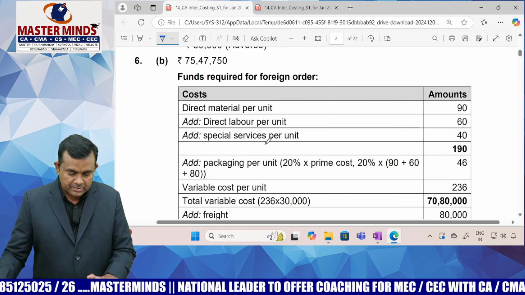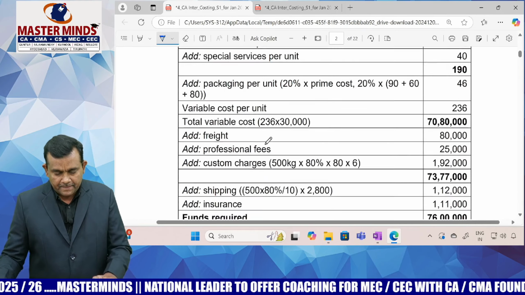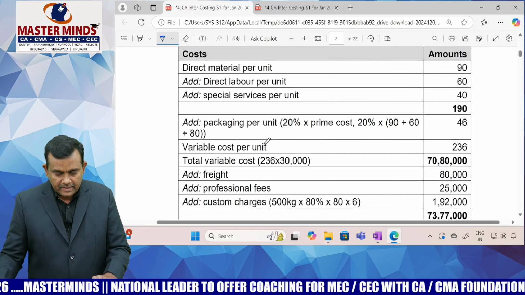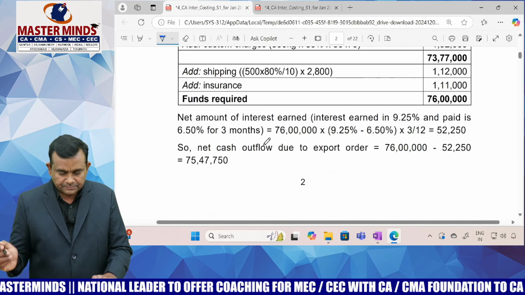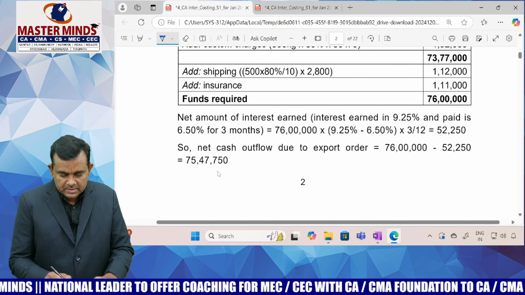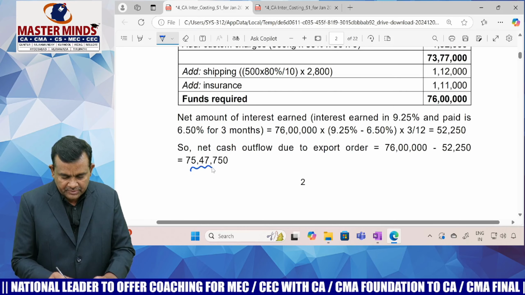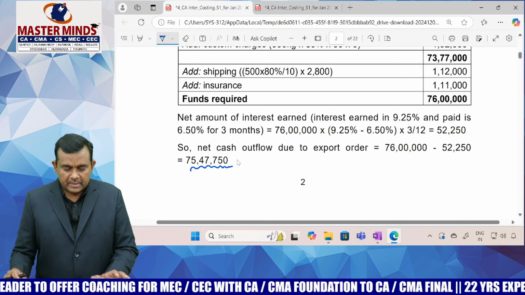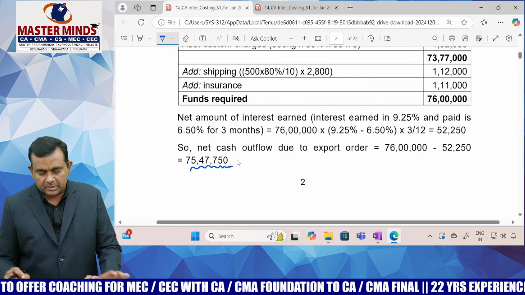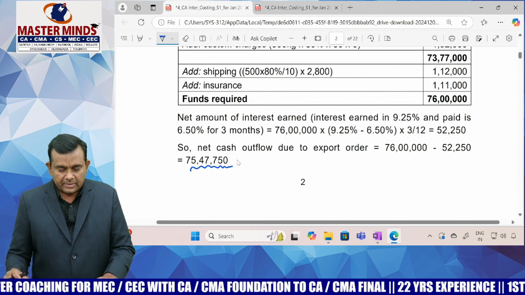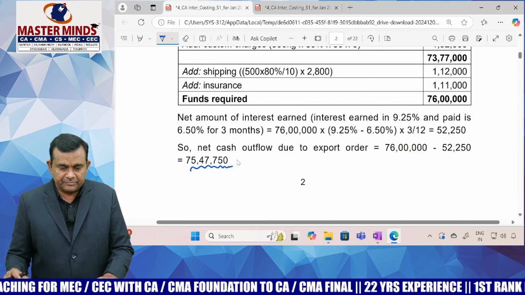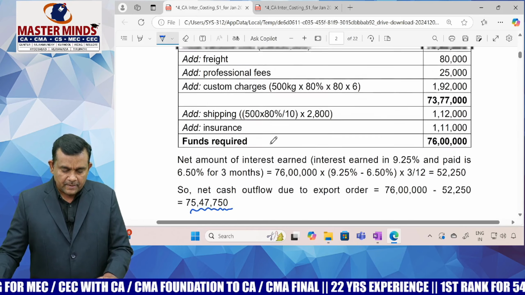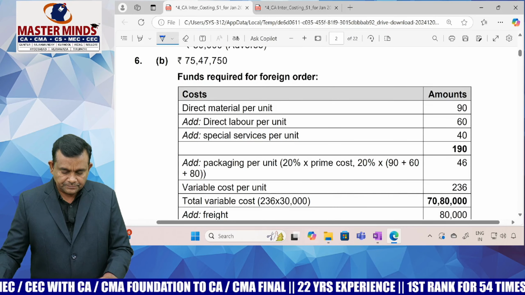See the printed solution. So here net variable cost is 75,47,750 rupees. So net cash outflow due to the export order is 75,47,750, sir. Right?